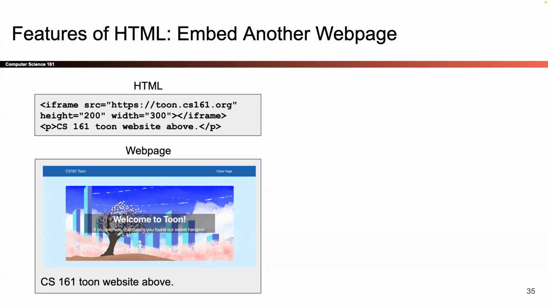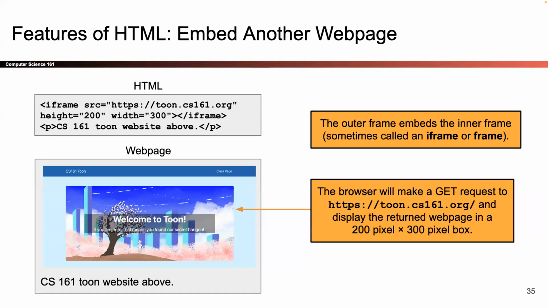I don't really know why, but with the iframe, you have to close the tag. The img one, you did not have to. I don't know, that's how HTML works. Okay. Sometimes people call the outer one the outer frame and the inner one the inner frame. So I guess the I stands for inner. Now you know, but not too important.